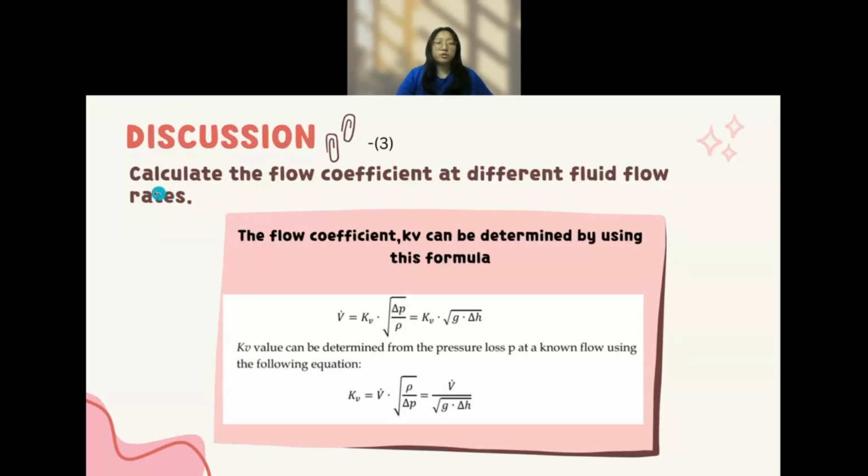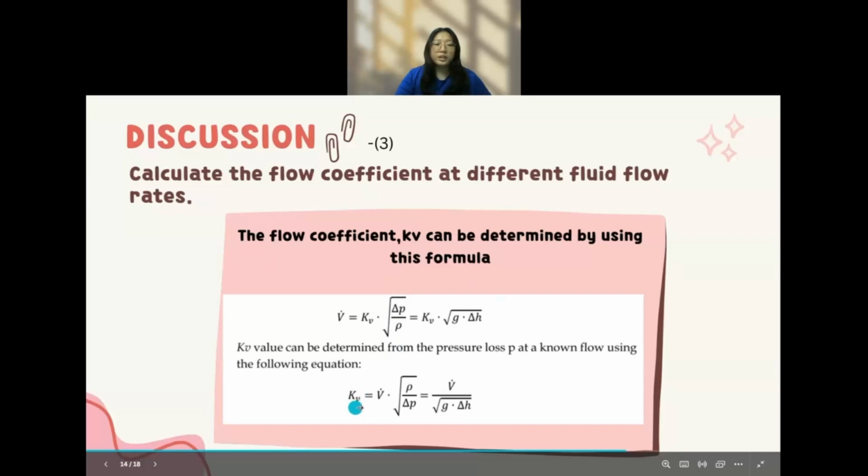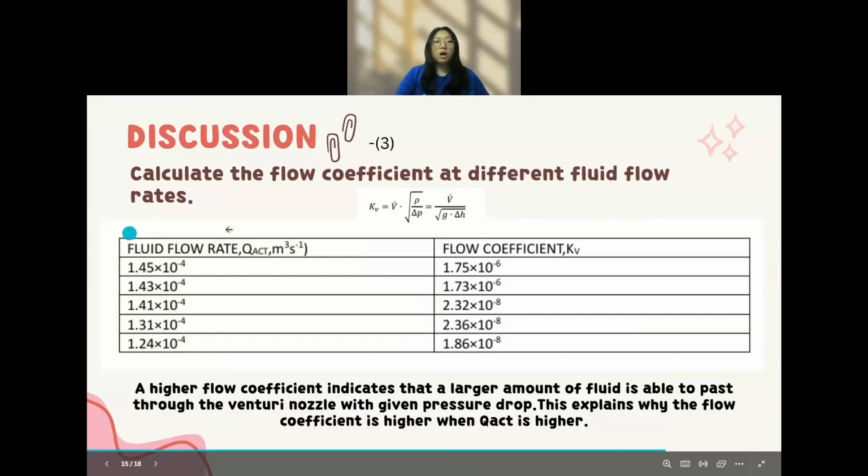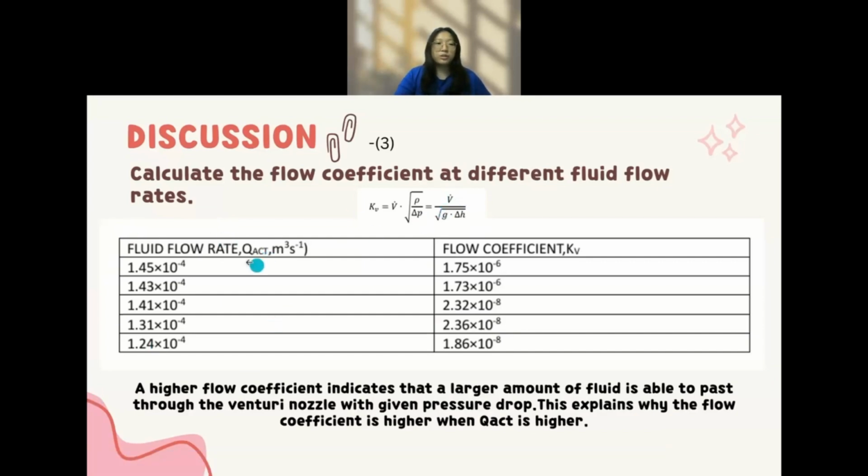Discussion. This is question 3, which is to calculate the flow coefficient at different fluid flow rates. This formula I also found in the lab manual. The flow coefficient can be determined by using this formula: Kv is equal to V dot over the square root of g times delta H, where V dot is equal to Q. So I will use this formula and the flow rate, which is the QR, and the flow coefficient Kv is calculated.